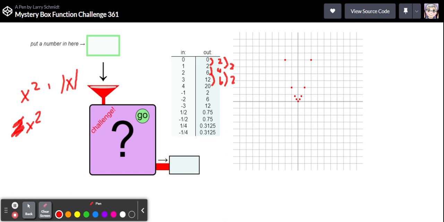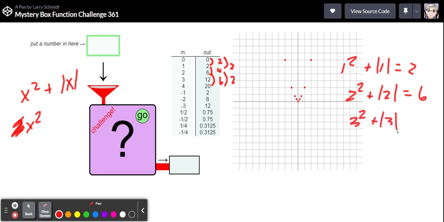Oh, well, what if we're just adding that? Well, that would make sense at 1, right? Because 1 squared plus the absolute value of 1, that would be 2. How about at 2? So 2 squared plus the absolute value of 2. Yeah, so that would be 4 plus 2 is 6. How about at 3? So 3 squared plus absolute value of 3. Yeah, and that's going to be 9 plus 3.